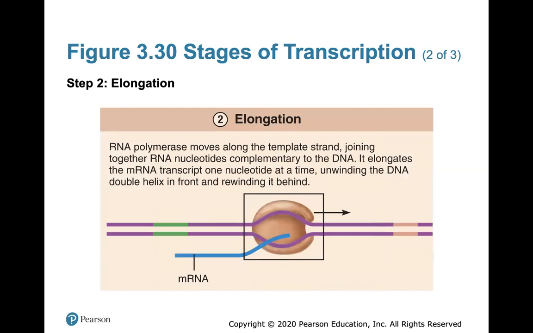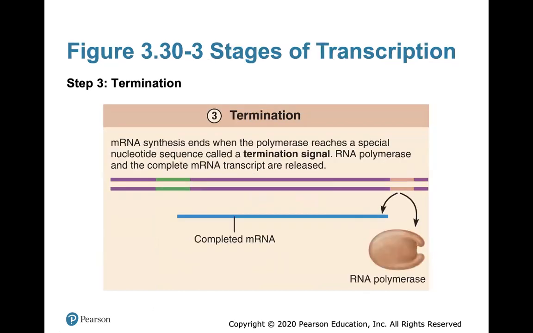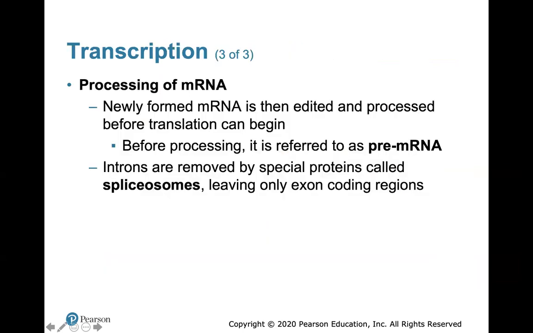Elongation, where we grow the new mRNA strand. Again, the mRNA is just the information taken off of the DNA, but in a single-stranded format. And then the termination, when it reaches the termination signal, the RNA polymerase and the complete mRNA transcript will be released to get the completed mRNA strand.